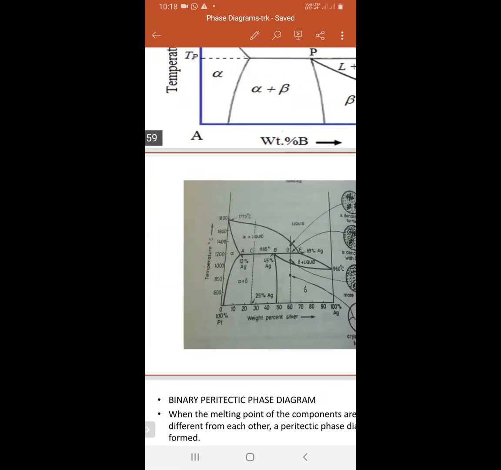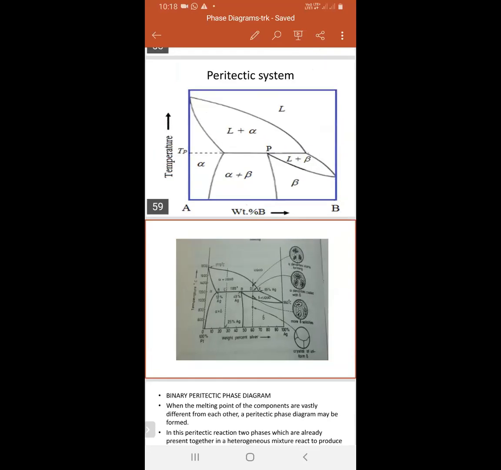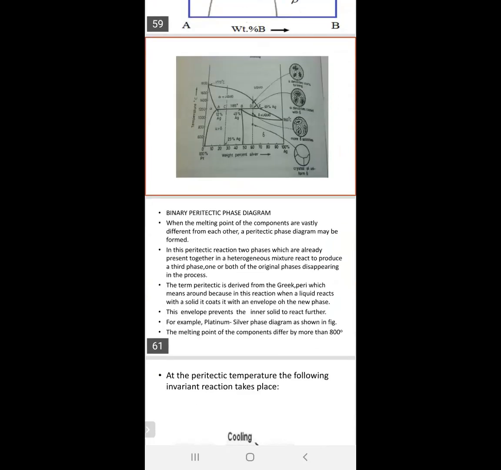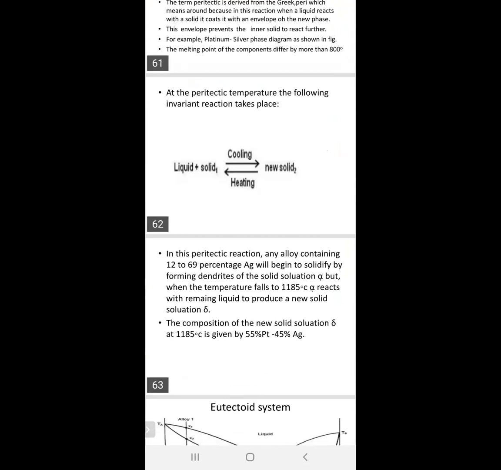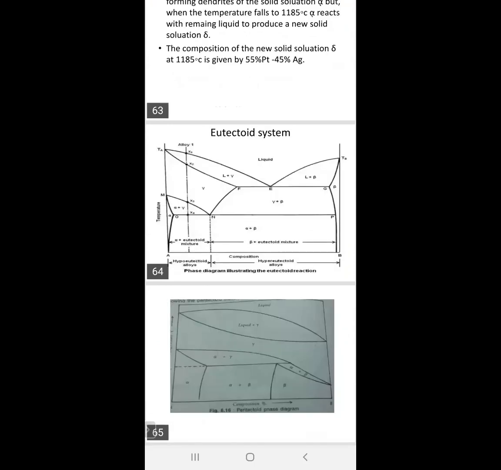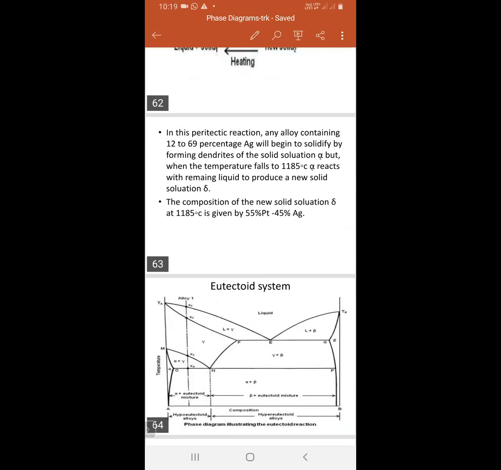All of you understand this: the figure above is the model phase diagram, where we took two components, simply A and B. Here this one is the example. I hope all of you understood this one. Have you understood? Yes, sir. Okay, good.